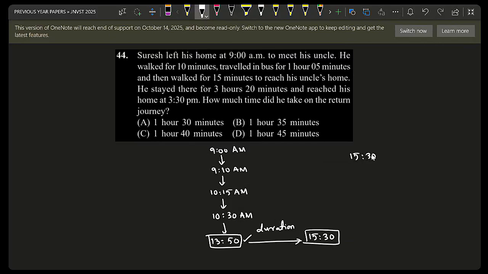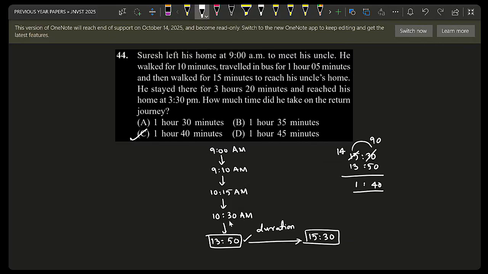So here 15:30 and 13:50, if you subtract, you will get the duration. That means how much time is there for the return journey. From 30 we cannot subtract 50. We take borrow from 15. So 1 hour will give 60 minutes. So 30 plus 60 will become 90. 90 minus 50 is 40. This 15 is becoming 14 after we take borrow. 14 minus 13 is 1. So it's taking 1 hour 40 minutes. Option C.